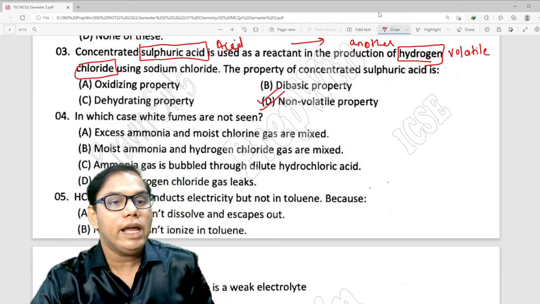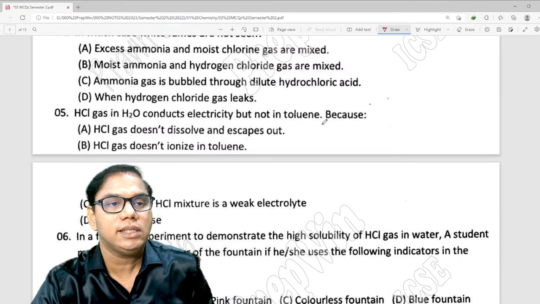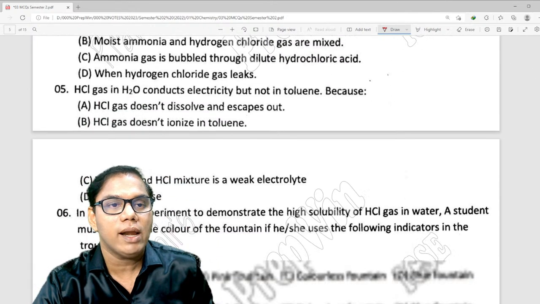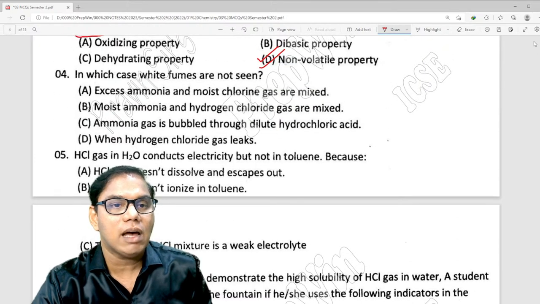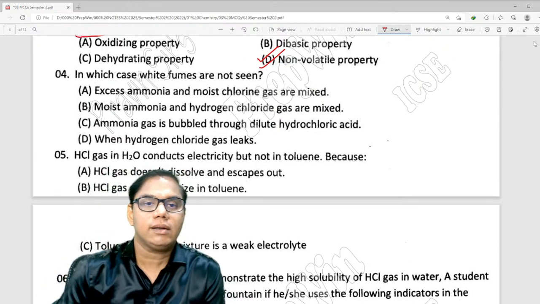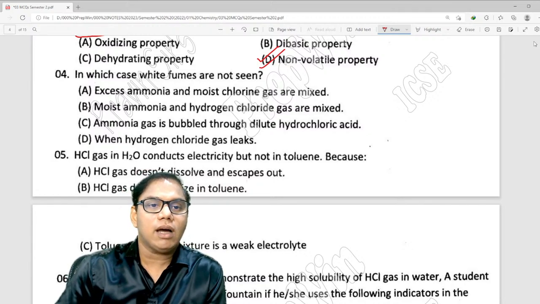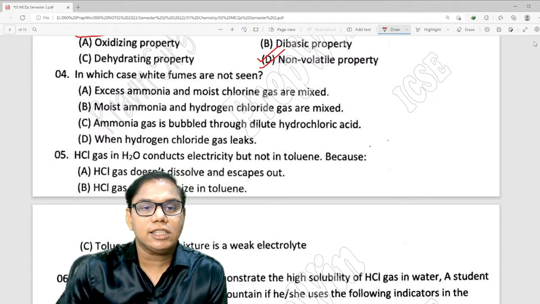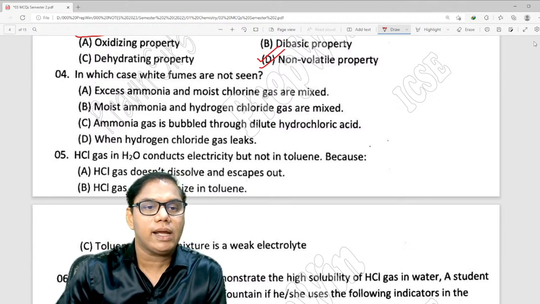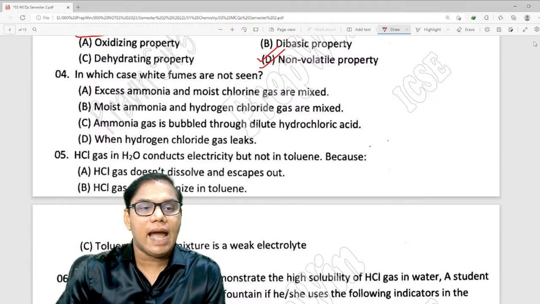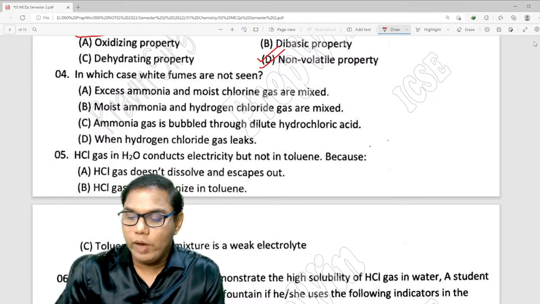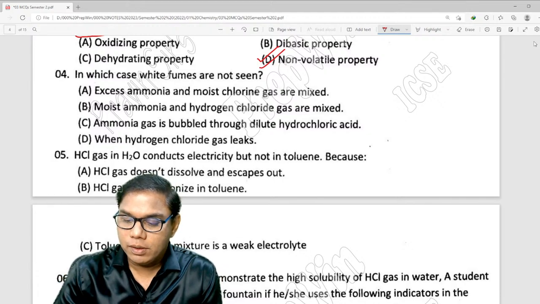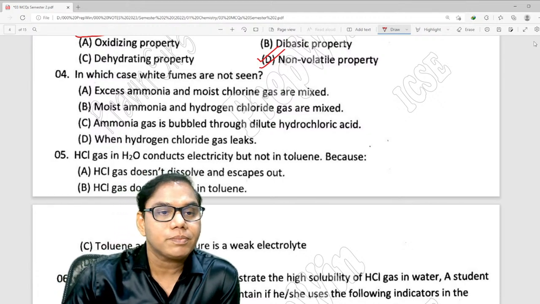Okay, in which case are white fumes not seen? White fumes will not be seen when excess ammonia and moist chlorine gas are mixed. Moist ammonia and hydrogen chloride gas are mixed. Ammonia gas is bubbled through dilute hydrochloric acid when hydrogen chloride gas leaks. Which is the correct option? Which is the correct option for the fourth one?